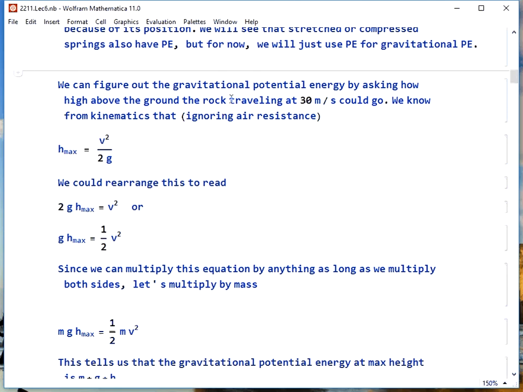One way we could figure this out is we could ask ourselves, how high above the ground could a rock going at 30 meters per second climb? We already know from our kinematics chapter that the max height is v squared over 2g. We could rearrange this a little bit into a couple of different forms and eventually put it as gh is 1/2 v squared. We can multiply both sides of an equation by anything as long as we do the same factor on both sides, and we're going to use mass for that factor. When we do that, we get mgh on the left and 1/2 mv squared on the right. We know that 1/2 mv squared is a kinetic energy.